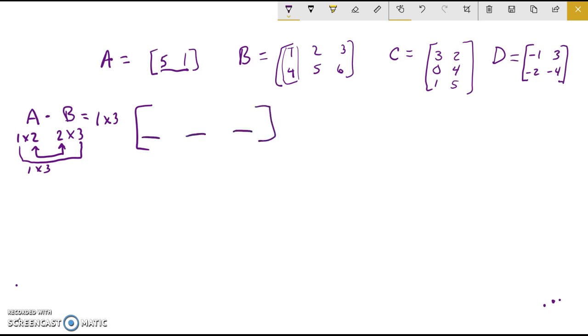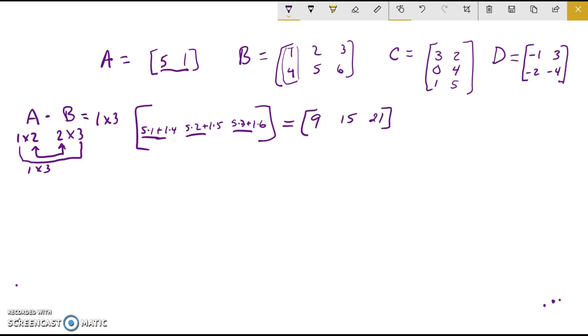One row of three columns. So I'm going to go 5 times 1, and then 1 times 4, 5 times 2, and 1 times 5, and then 5 times 3, and 1 times 6. Remember, after you get done multiplying, you add the results. So in the end, what I'm going to get for A times B is 5 plus 4 is 9, 10 plus 5 is 15, and 15 plus 6 is 21. And that is the answer.